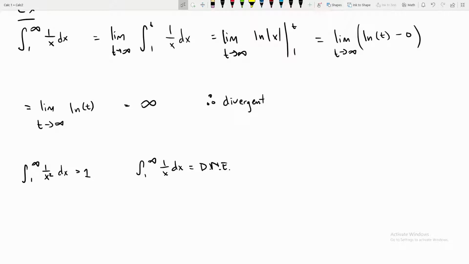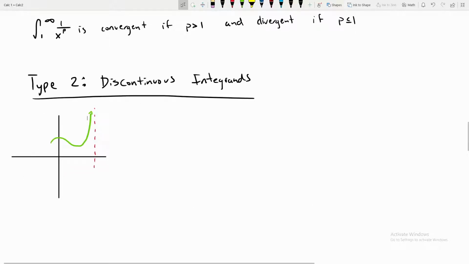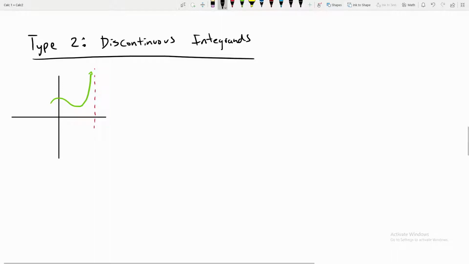And in general, this integral right here, from 1 to infinity of 1 over x to the power of p, is convergent if p is greater than 1, and it's divergent if p is less than or equal to 1. So before we were talking about integrals that would approach infinity, basically as x got very large, we would approach infinity, or we would approach some horizontal asymptote. But in this case, we want to talk about when x approaches a certain value, then the integrand itself, the function itself, approaches infinity or negative infinity.